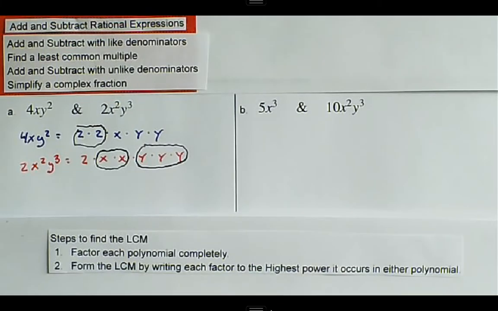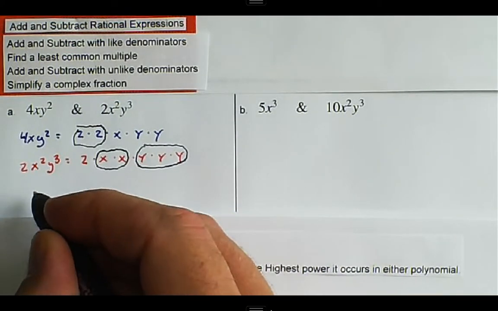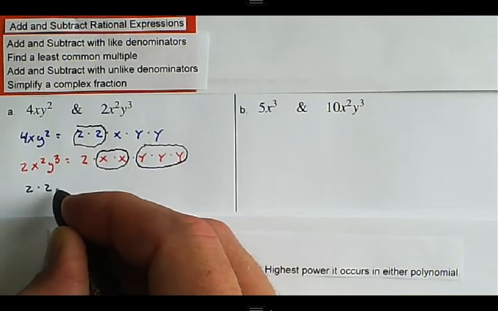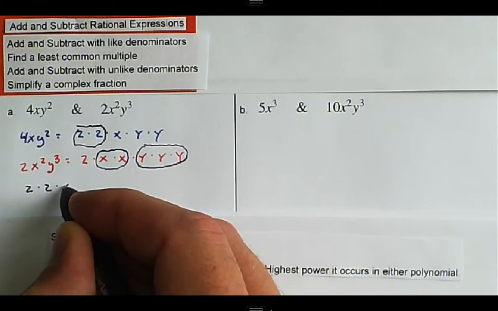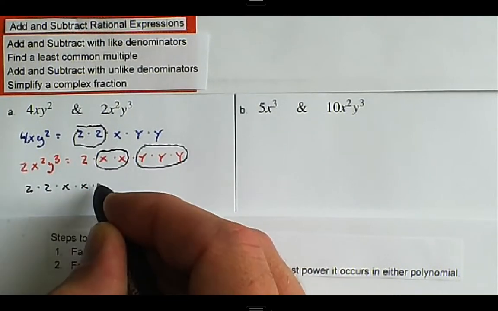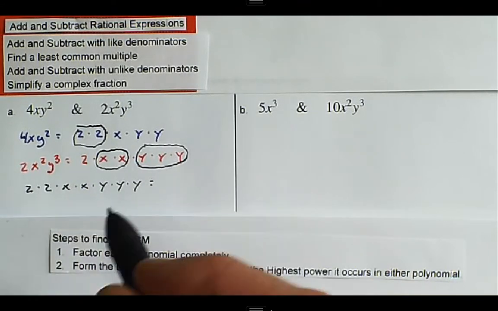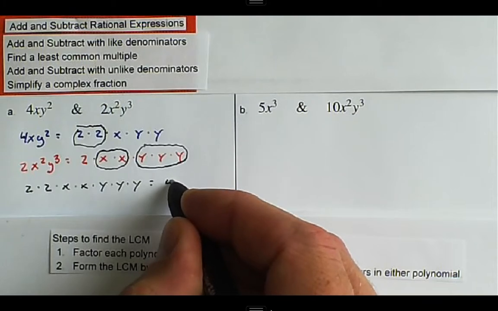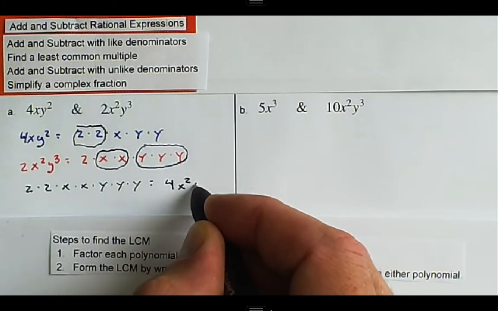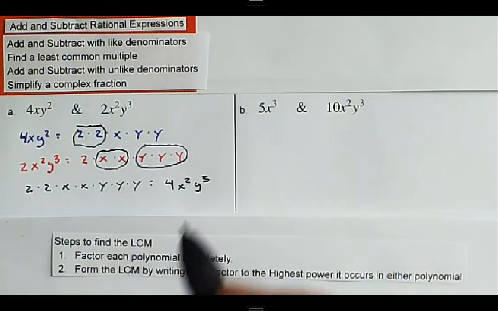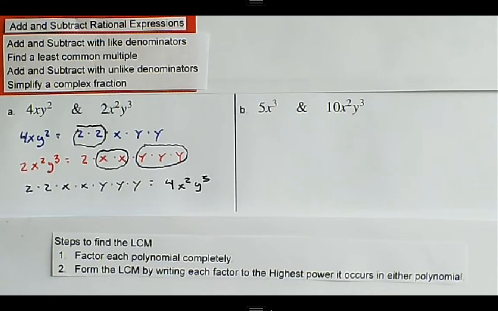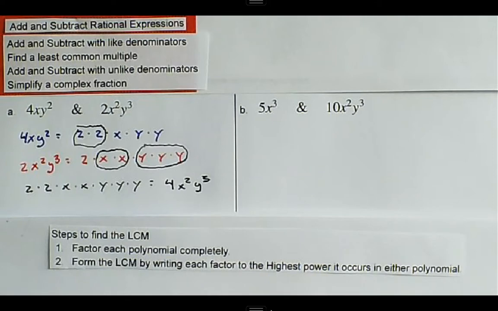So we can write that out as 2 times 2 times x times x times y times y times y, which is equal to 4x squared y cubed. We can do the same thing with the next example.